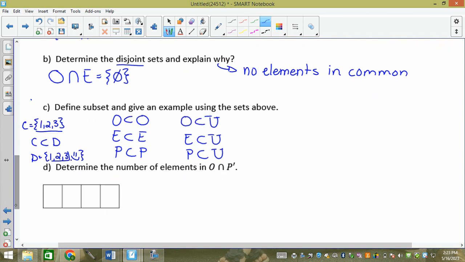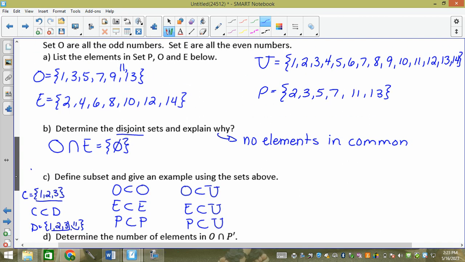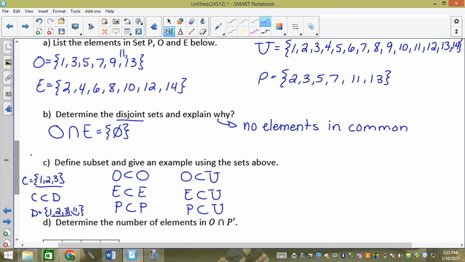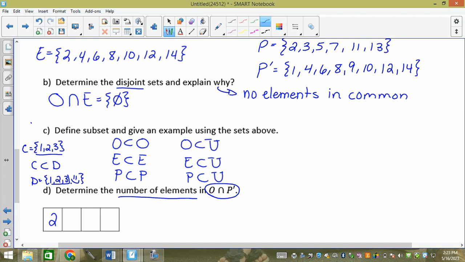All right. Determine the number of elements in O and P naught. Remember I told you the easiest way to do this is to probably write the complement of P: 1, 4, 6, 8, 9, 10, 12, 14. So how many are in O and in P naught? 1. Any other ones? 9. So how many is that? 2. So would I write 1 and 9 here? No, it says the number of elements in, so it would be 2.